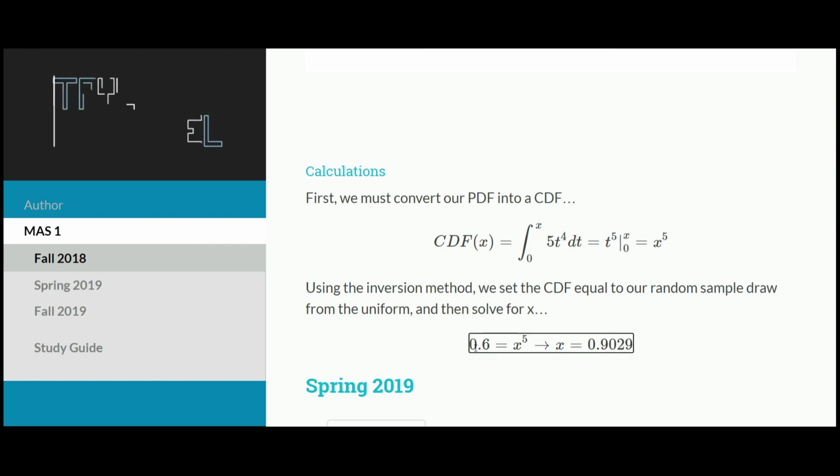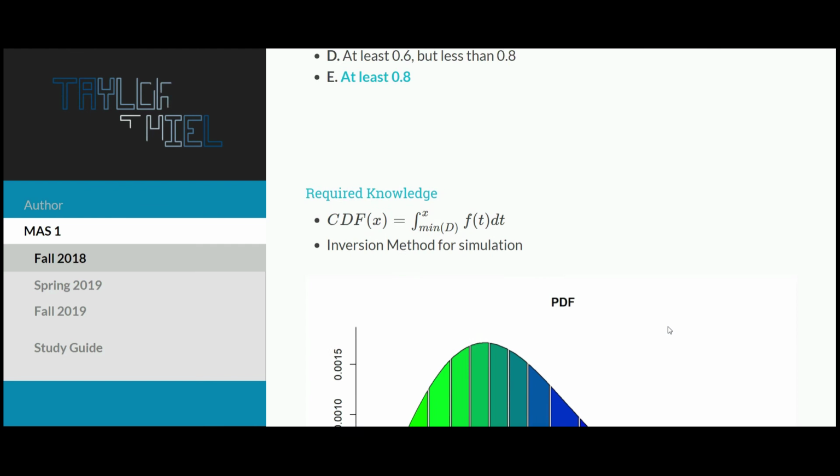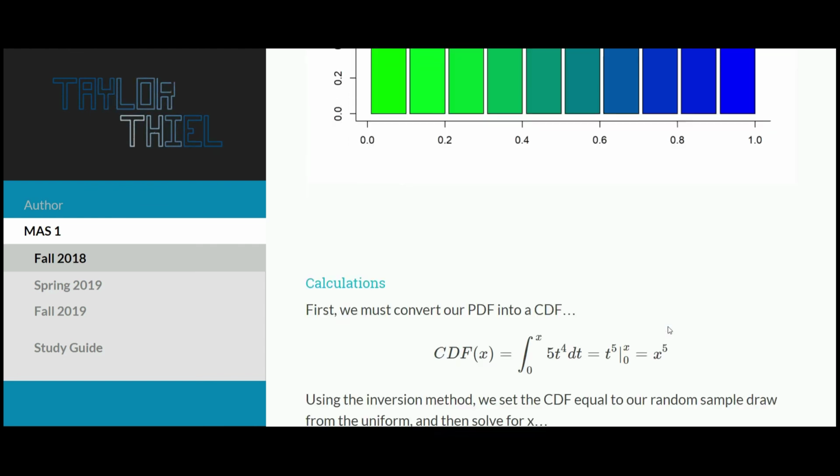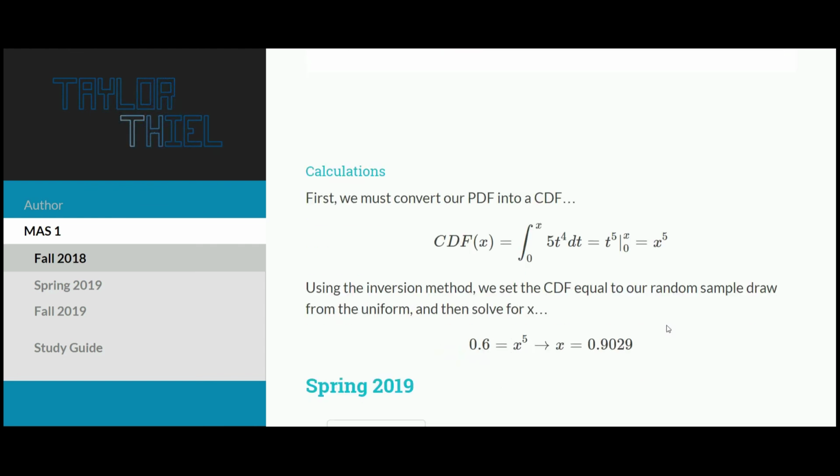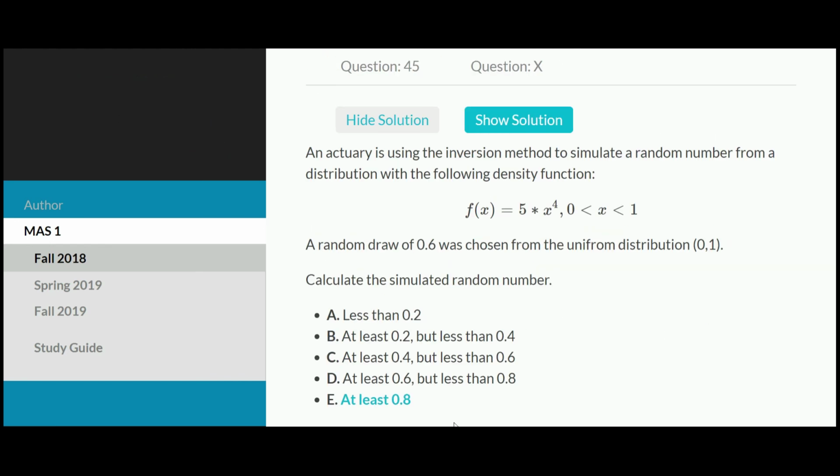So we know that for the CDF, we want the x value that corresponds to a CDF value of 0.6. So we do 0.6 to the power of 1/5, and we get our answer of 0.9029. Or, excuse me, these aren't percentages. I should have just said 0.9029. So scrolling back up, we see that falls in the range of E, so E is our final answer.